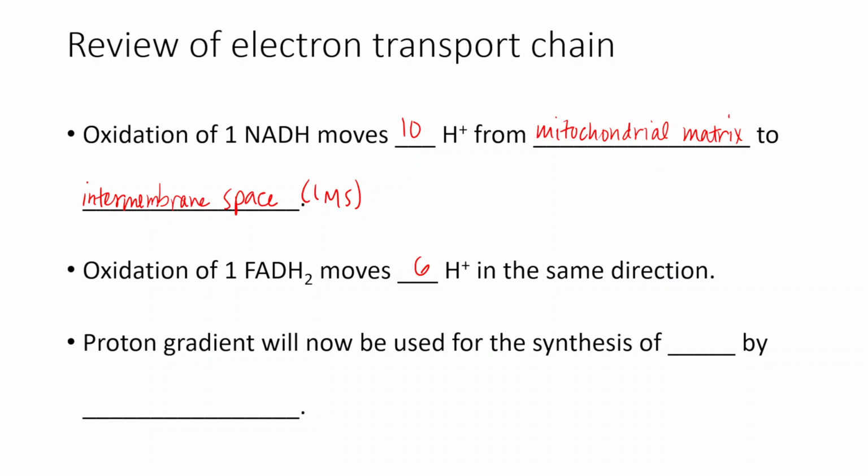So now we have our proton gradient. And what is it being used to synthesize? Yeah, ATP. And what is doing the generating of ATP? Yeah, the enzyme, ATP synthase. The process is oxidative phosphorylation, and the enzyme is ATP synthase.